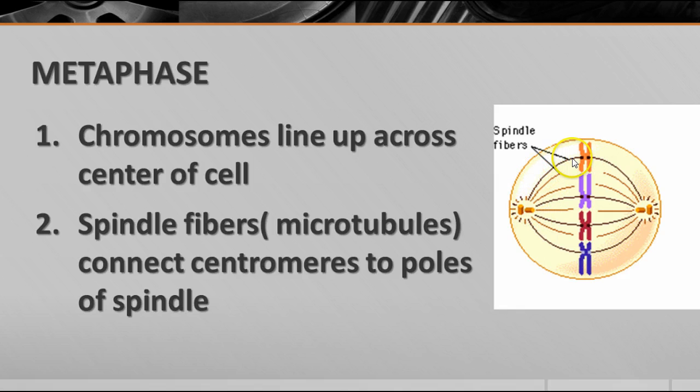And basically what happens is these microtubules in the spindle begin to have a tug of war to try to pull the chromosomes to one end or the other. And so, when they're pulling equally, then you'll end up with the chromosomes lined up in the center of the cell. We call this the metaphase plate, or the equator of the cell. It's just the middle where the chromosomes are lined up.